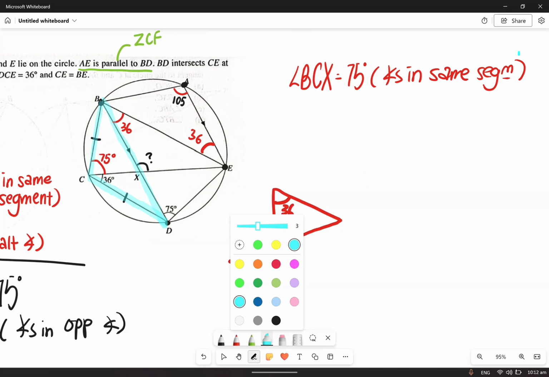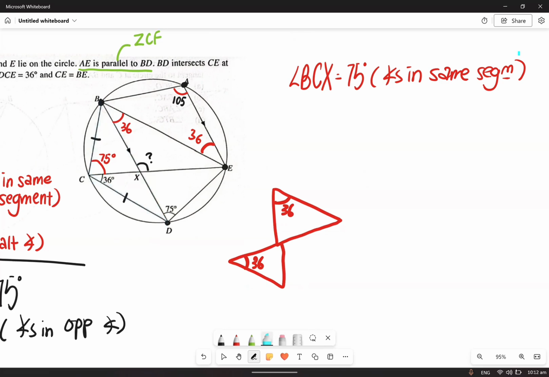180 minus 75 minus 36 divided by 3. No, actually, we cannot assume that this is isosceles, because it doesn't come from the center. So this part doesn't work anymore. Cannot. Okay. What else can we find? BCE. Is that triangle an isosceles? How do you know that it's isosceles?